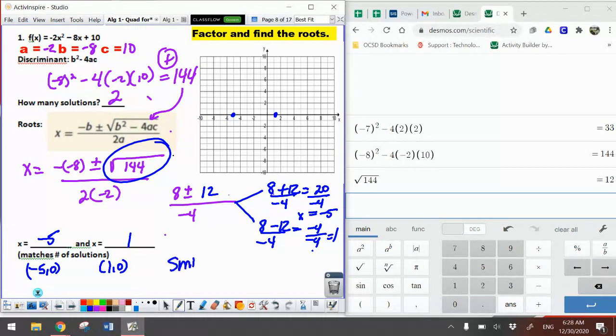So is this a smile or a frown? Well, A is negative, so it's going to be a frown. It's going to be upside down. I don't know how far up it goes at this point. That is something that we will determine as we move forward. At this point, I know where the roots are, and I know that it's a reflection.